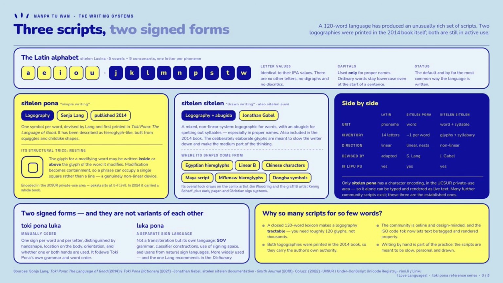Glyphs for a modifying adjective may be nested inside or stacked above the symbol of the word they modify, a containment mechanism that gives the scripts a genuinely nonlinear dimension, and one that has since carried a full book, since the 2024 Wizard of Oz edition is written in it.